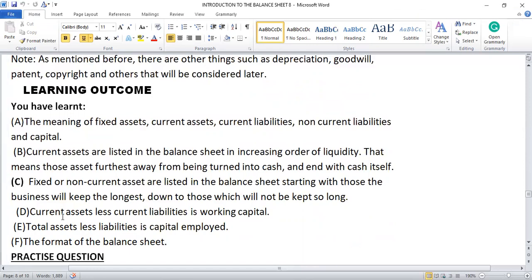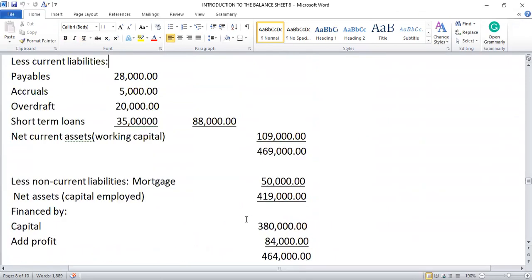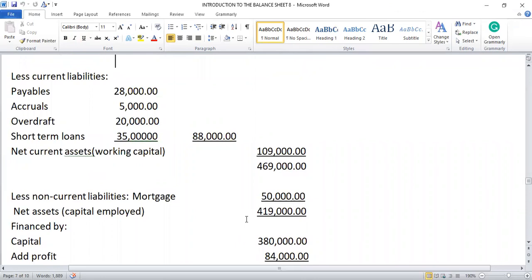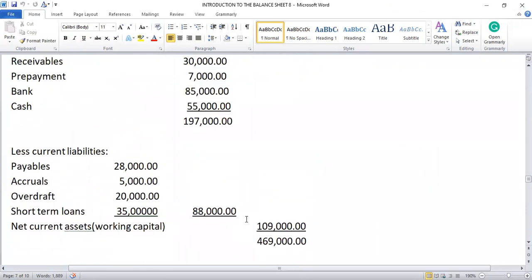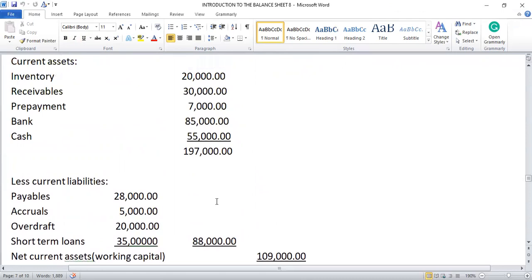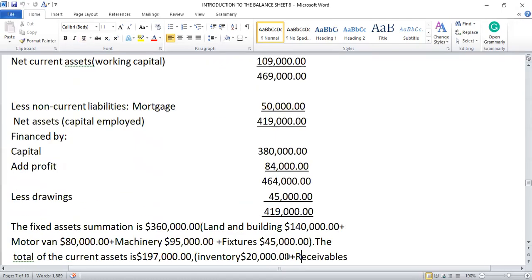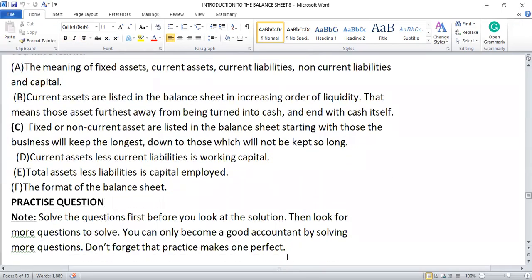The current assets less current liabilities is working capital, as I've said. Current assets total less current liabilities total is equal to what? The working capital. We've learned all this. The total assets less current liabilities is what? Capital employed. So that's it.